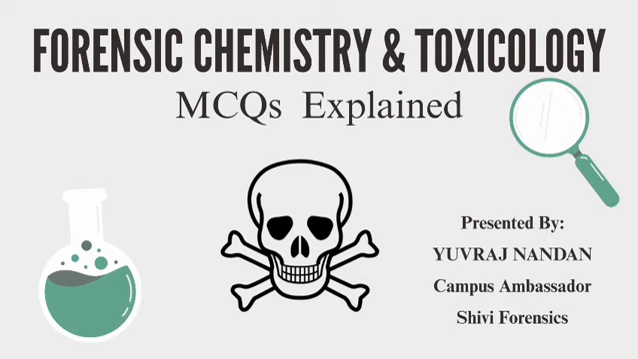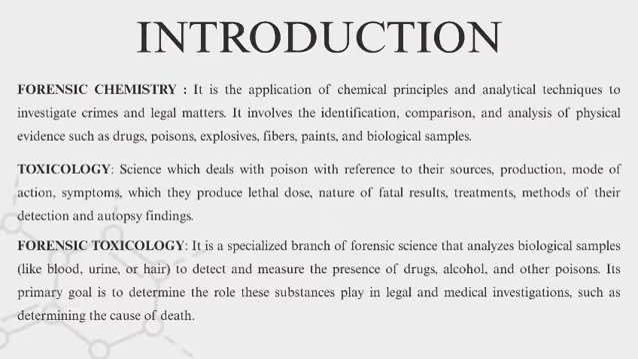Today I will be explaining MCQs related to forensic chemistry and toxicology. So let's start. Here are some basic definitions. Forensic chemistry. It is the application of chemical principles and analytical techniques to investigate crime and legal matters. It involves the identification, comparison, and analysis of physical evidences such as drugs, poison, explosive, fiber, paints, and biological samples.